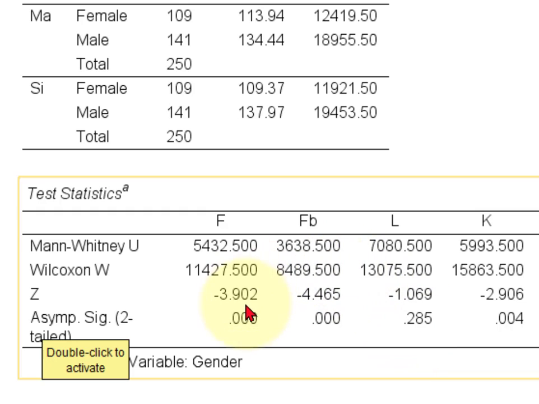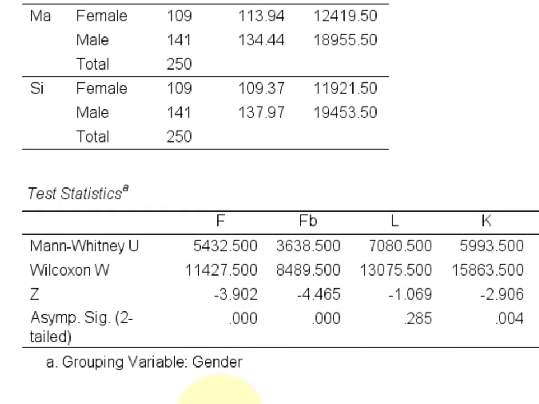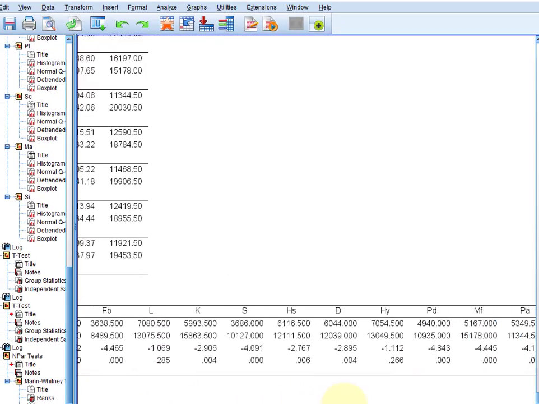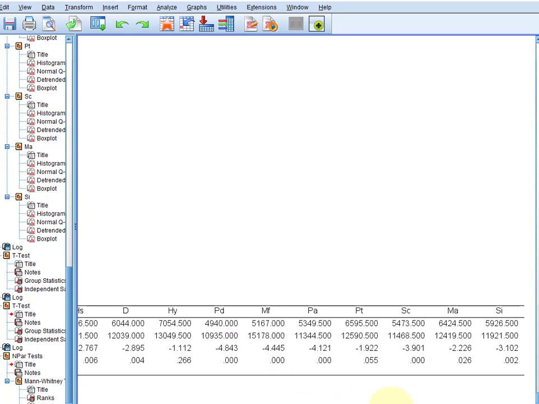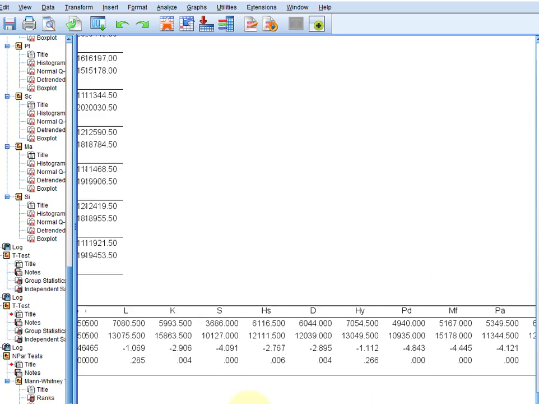So the same thing. It looks like there's a significant difference in all these scores between the gender groups except for L, HY, and that's it, right? Because the rest of these are all below 0.05.